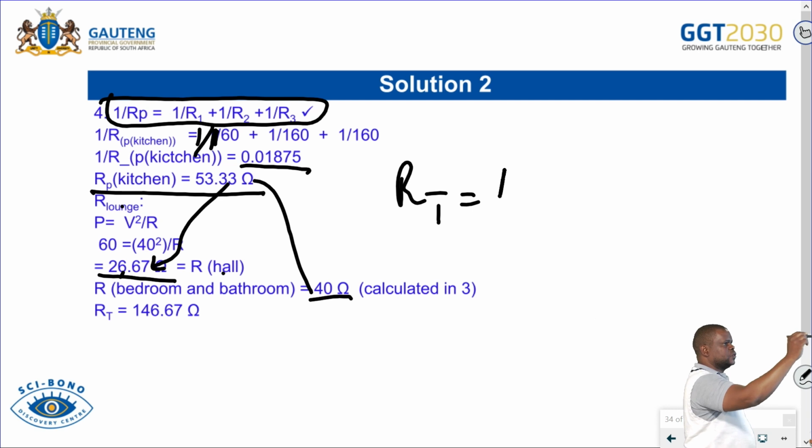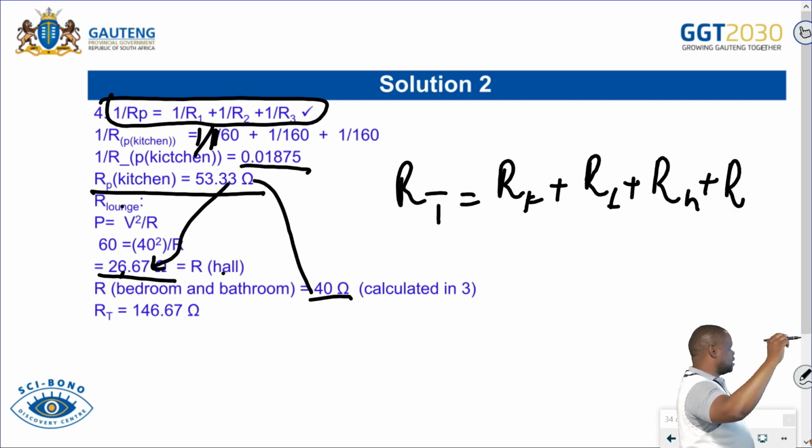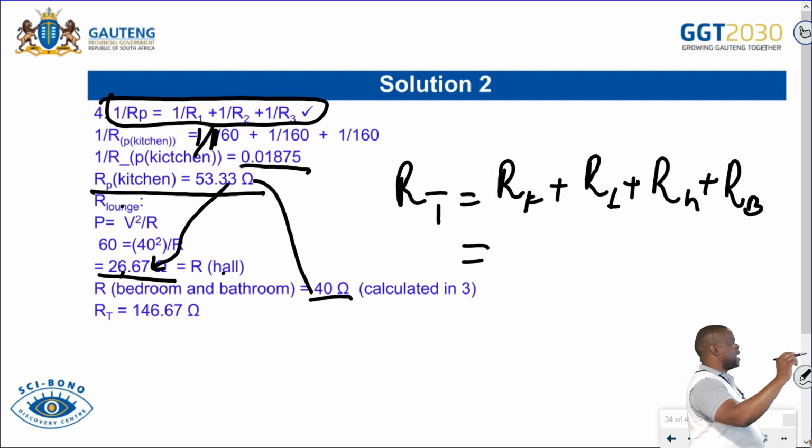Then it's going to be R total is equal to R kitchen plus R launch plus R wall plus R bedroom and bathroom. Then it's going to be equal to what?